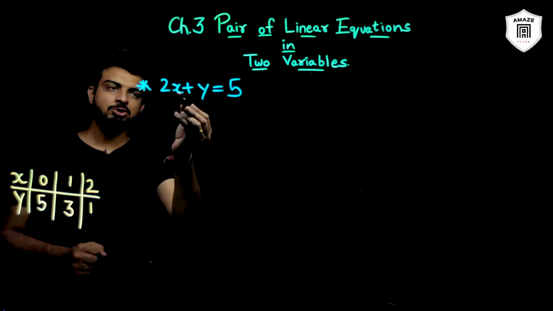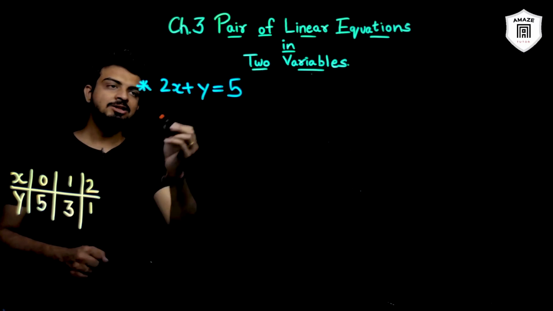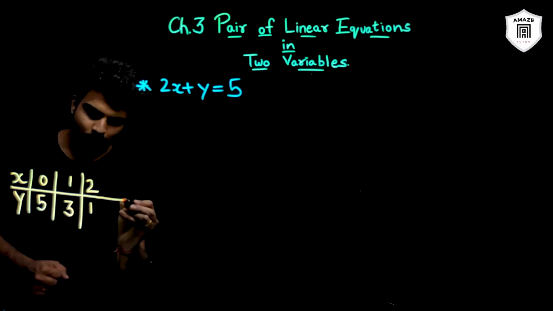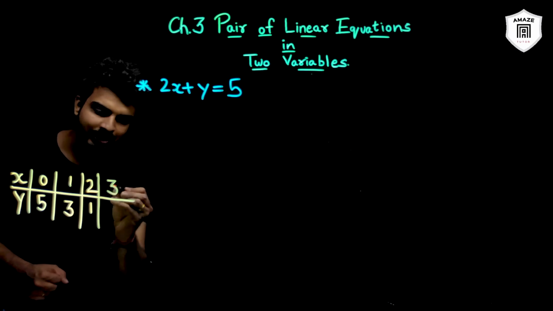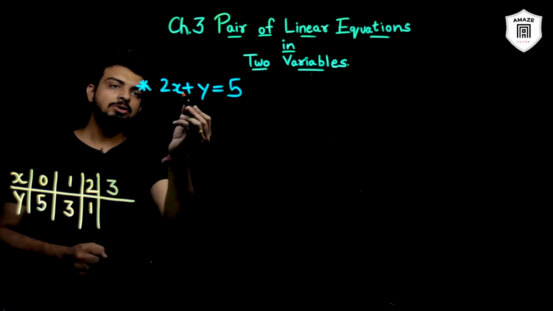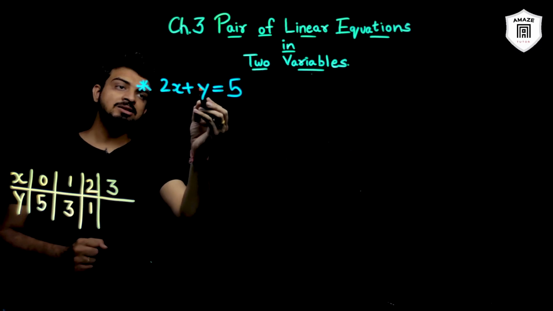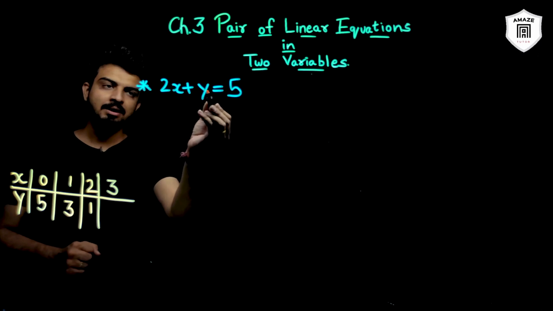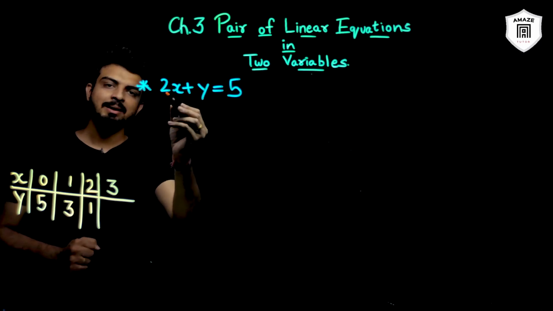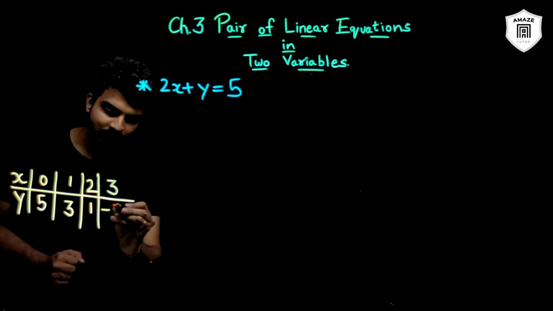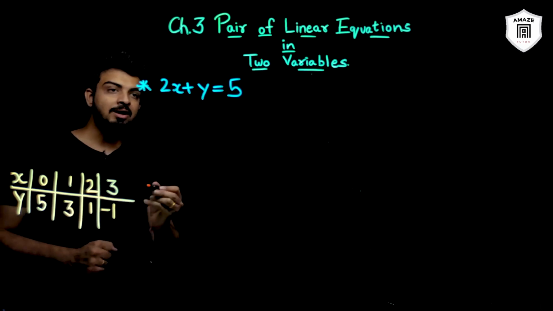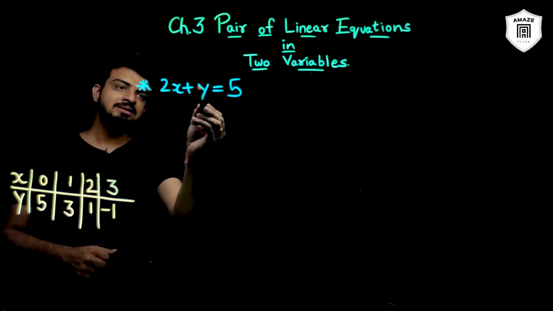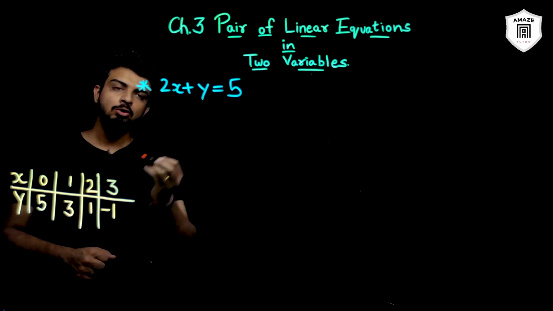So if I am taking x equals 2 and y equals 1, again this will satisfy this particular equation, right? Now let's take one more value. Let's take x equals 3. 2 into 3 is 6. 6 plus what will be equal to 5? I can say that if I take y equals minus 1, then 6 plus minus 1 is nothing but 6 minus 1, which is 5. So now we have to take y as a negative number to satisfy this equation.